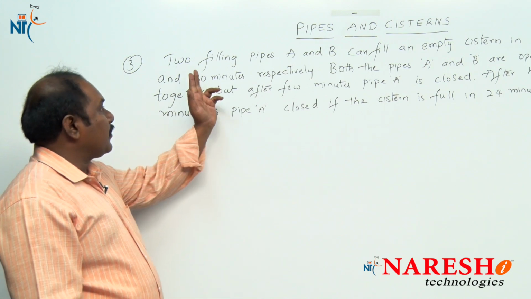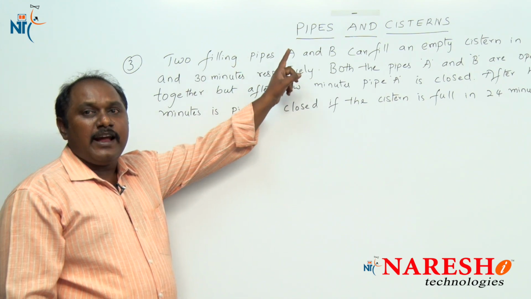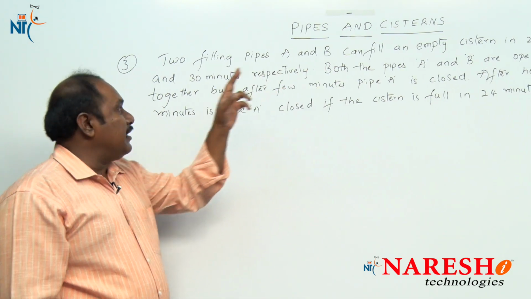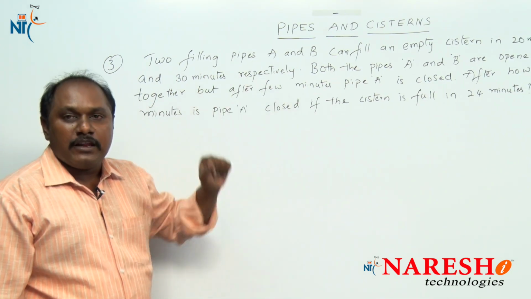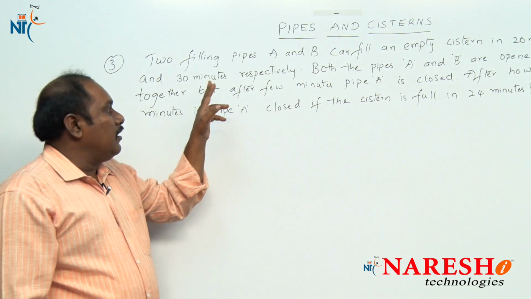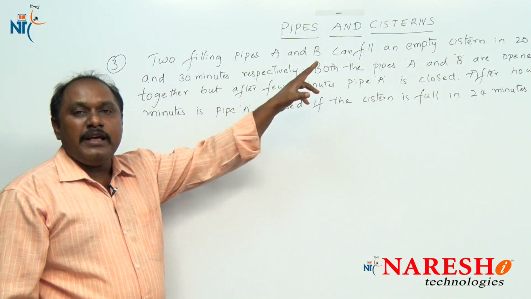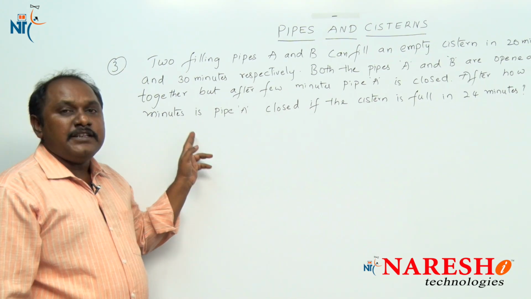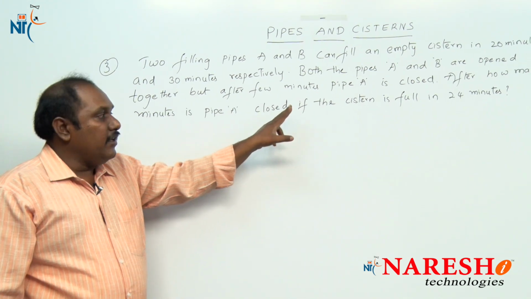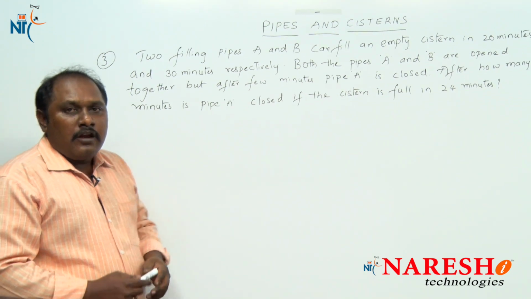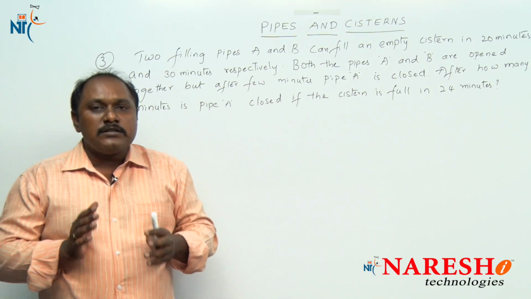The next question: two filling pipes A and B can fill an empty cistern in 20 minutes and 30 minutes respectively. Both the pipes A and B are opened together, but after a few minutes, pipe A is closed. After how many minutes is pipe A closed if the cistern is full in 24 minutes? Now, let us first of all try to understand this question.